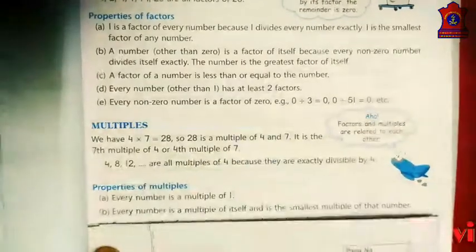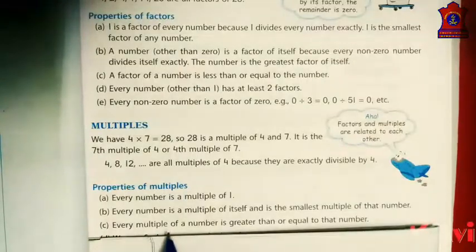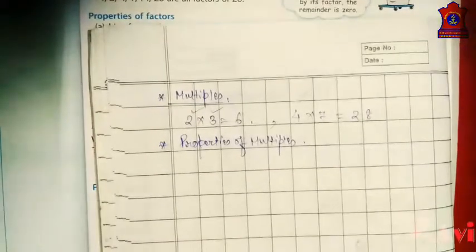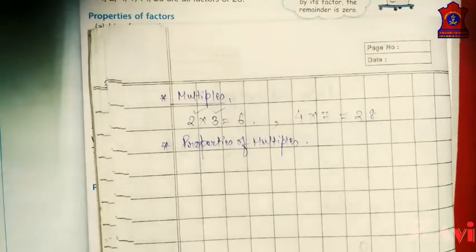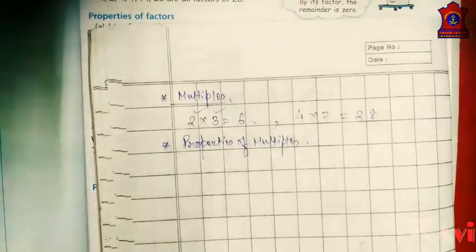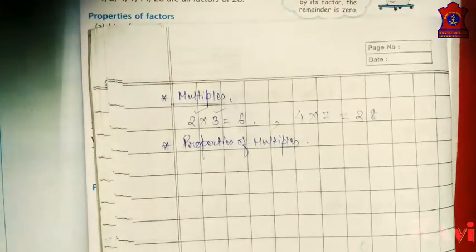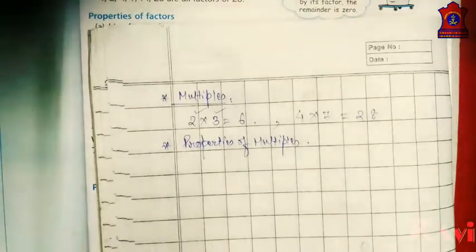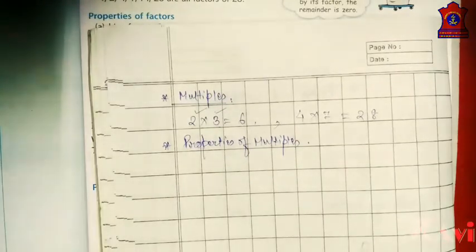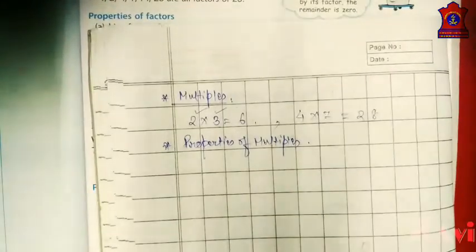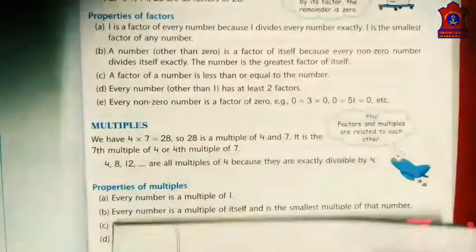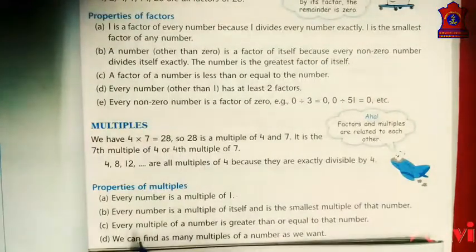Clear? Now, third property. Every multiple of a number is greater than or equal to that number. In case of factors, you learned that every factor of a number is equal to or less than that number. Here in case of multiples, what? Every multiple of a number is equal to or greater than that number. Clear? Understood?